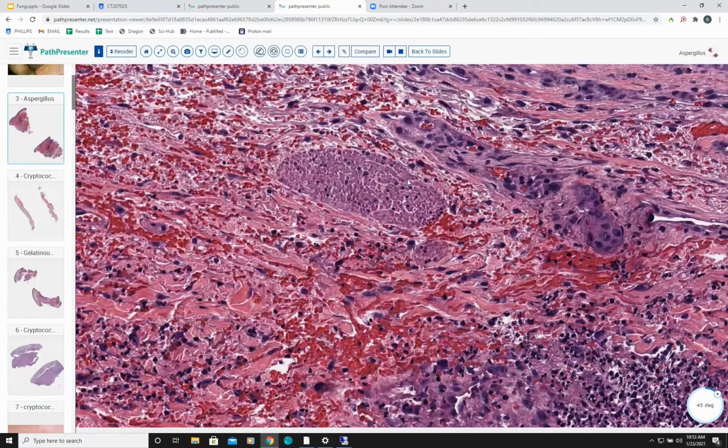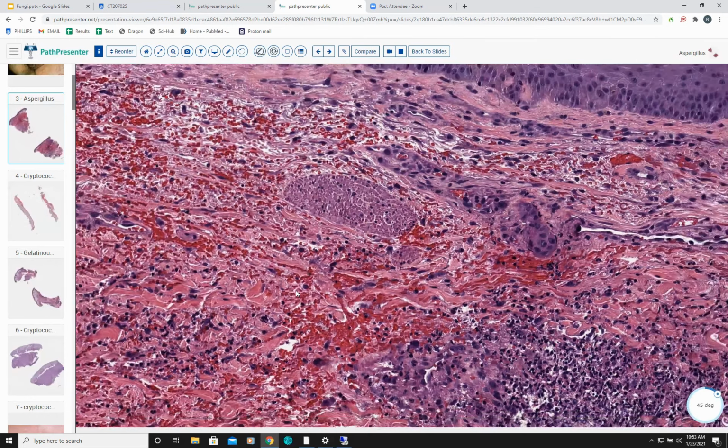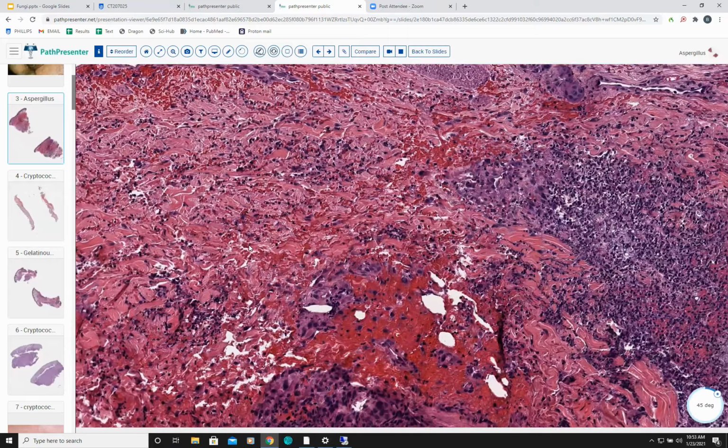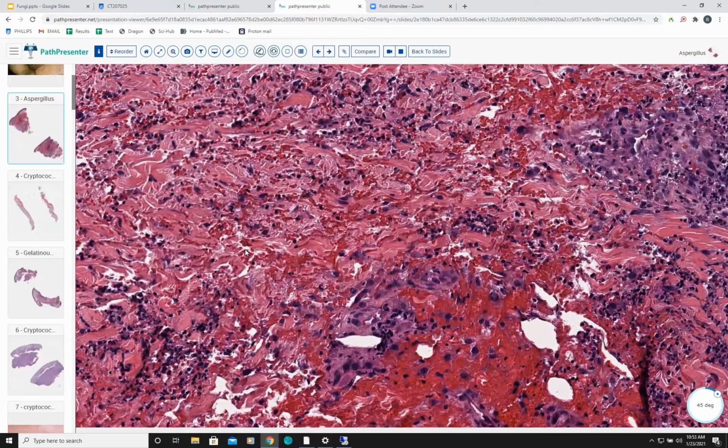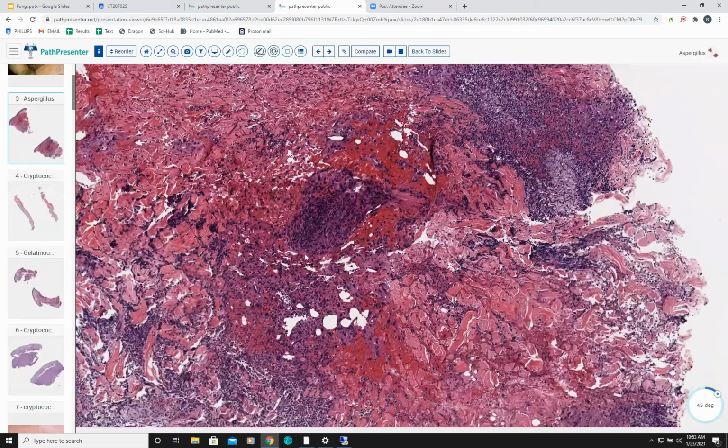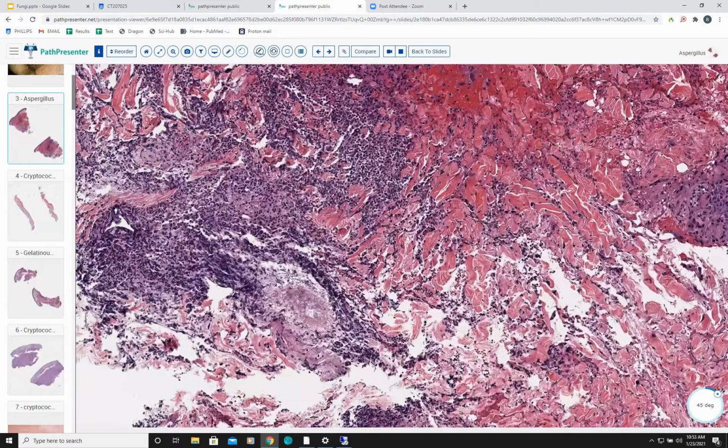Another vessel here. And very little granulomatous infiltrate, mainly a neutrophilic process. But the diagnosis is down here.